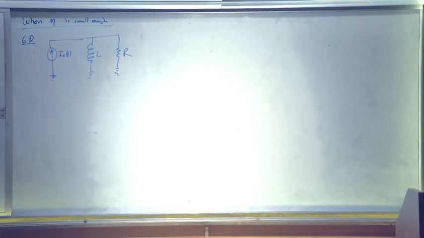Okay, so what is this? This is a simple circuit that has an inductor, a current source, and a resistor. And the way you think about training is that when training starts, this current source turns on.